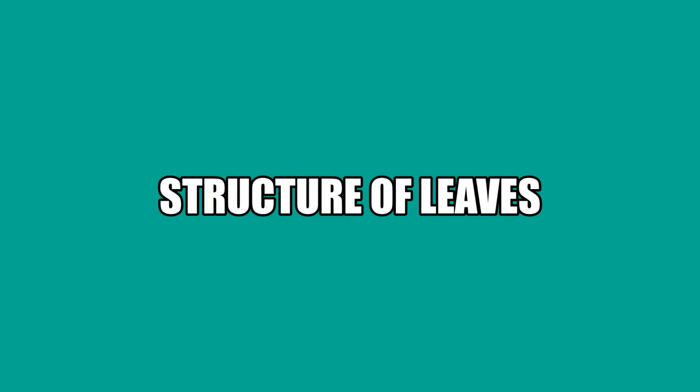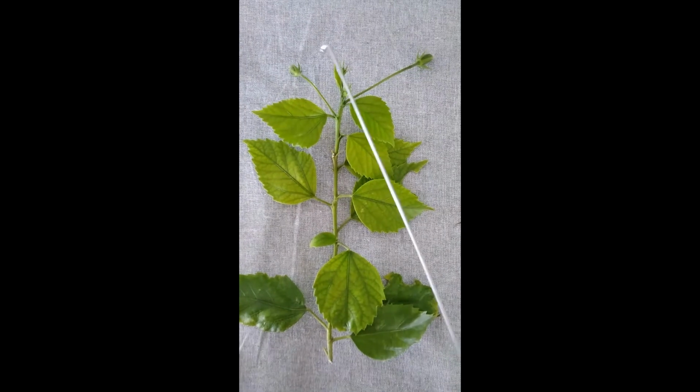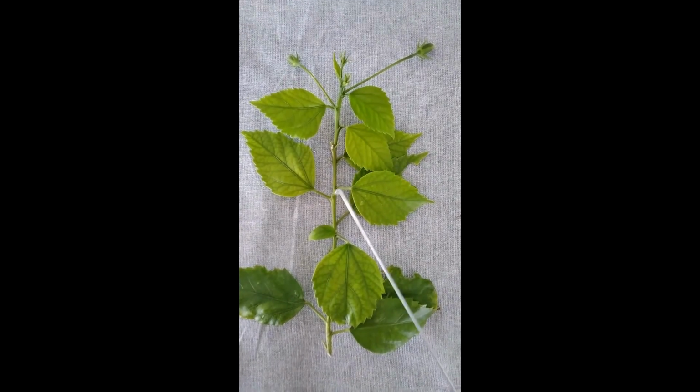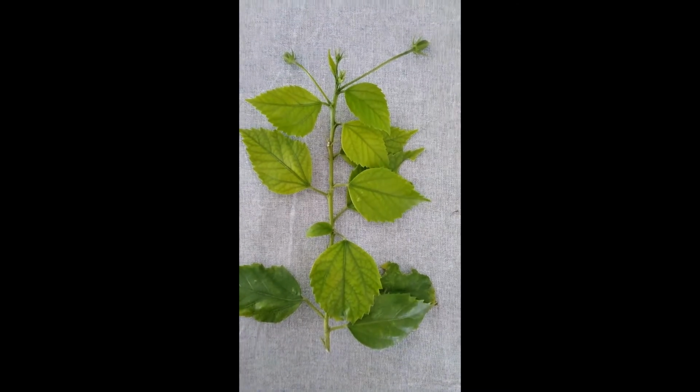Structures of leaves. A leaf contains 5 main parts or structures. As you can see, this China rose contains stipule, petiole, and lamina in the leaf.